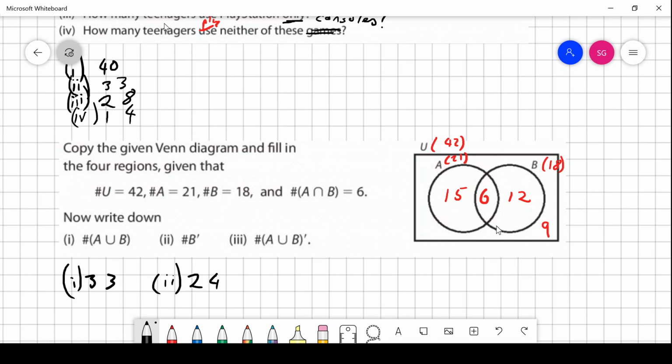And then part 3, the cardinality of A union B complement. Now, this is fairly crucial. A union B is all the stuff in these two circles. We want the stuff not in either of these sets. So 9 is the only value not in either of those sets. So we get 9 here.